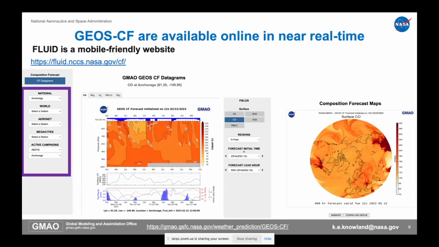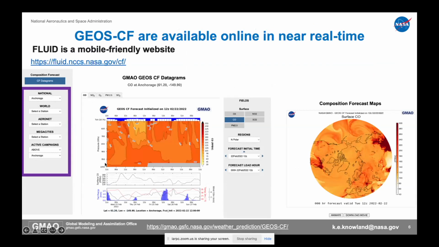And so GEOS-CF is available to the public in a few ways. The GMAO has a mobile-friendly website, so you can look at it on your computer or on your phone at this link here, fluid.nccs.nasa.gov. And you can get both maps and data links here. And what I'm showing here is we have 200 pre-populated what we call datagrams. So here I'm picking Anchorage. It's associated with the ARCTAS campaign.